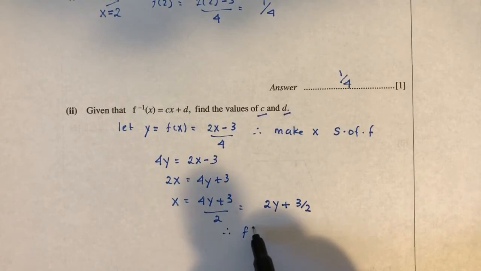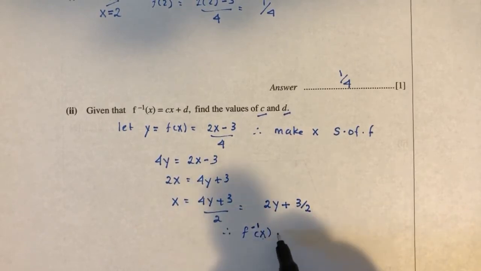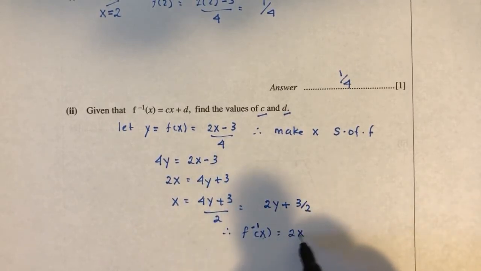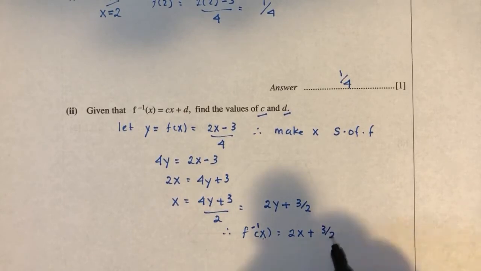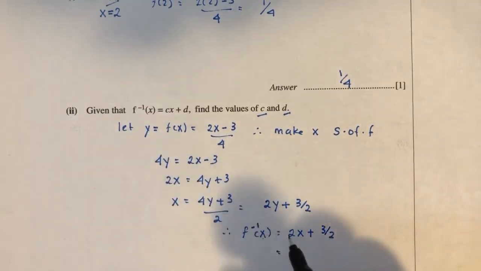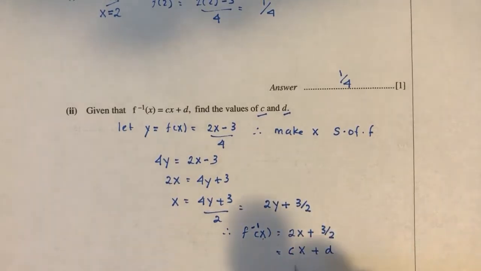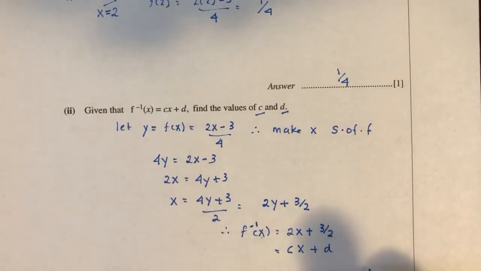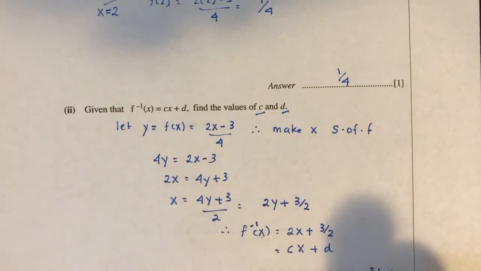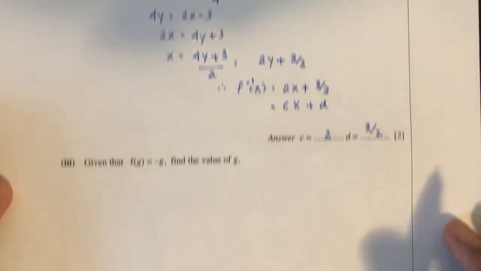So now f inverse of x is in terms of x, so we have to rewrite this: 2x plus 3 over 2. Now we compare this to cx plus d. So c is 2, d is 3 over 2. Okay, so that will be part 2.